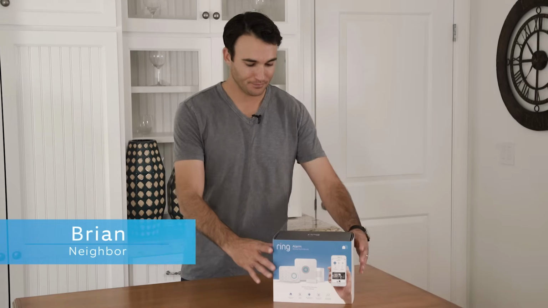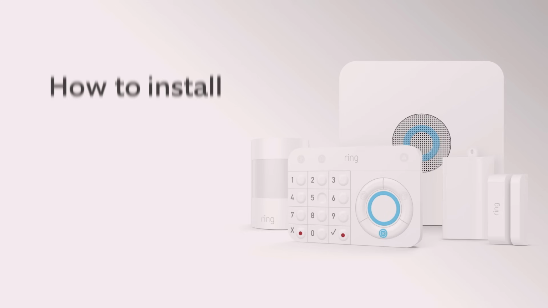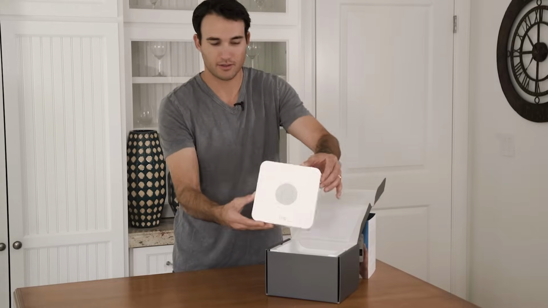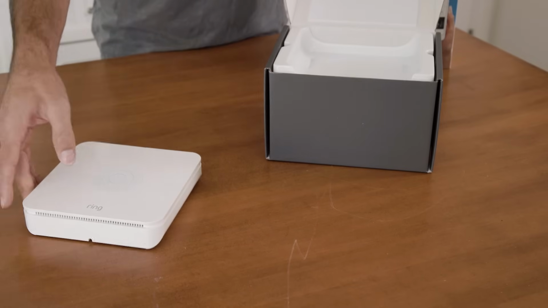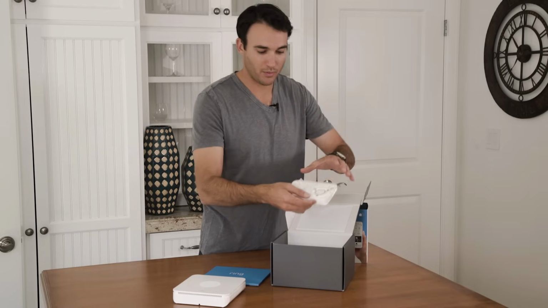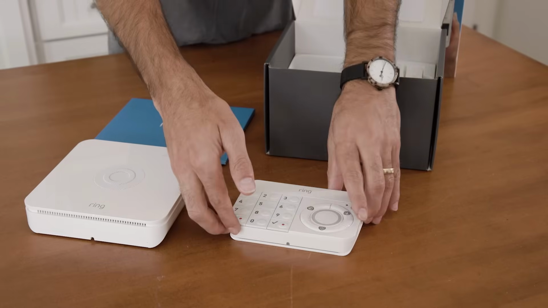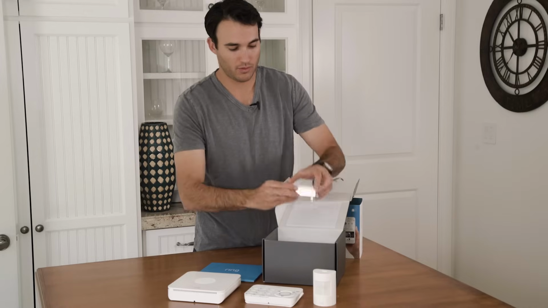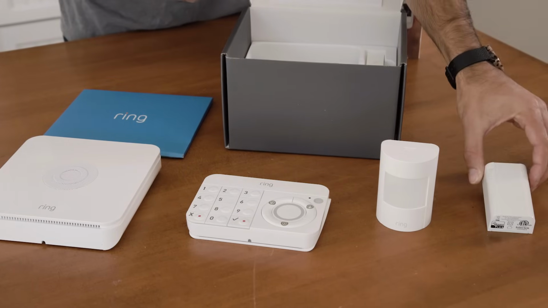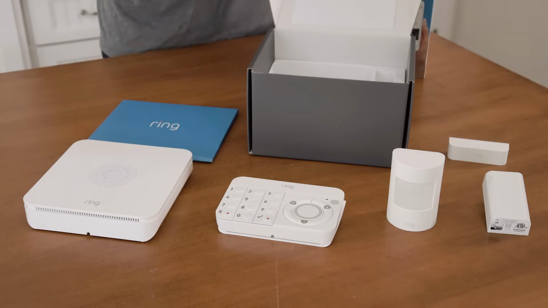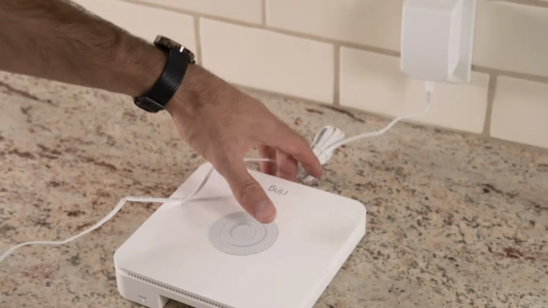Today I'm gonna set up the new Ring alarm. So let's see what we've got in the box. Here is the base station. Our instructions. Our keypad. Our motion sensor. Range extender. And our contact sensor. As always, we have everything we need in the box. Let's get started by setting up the base station.